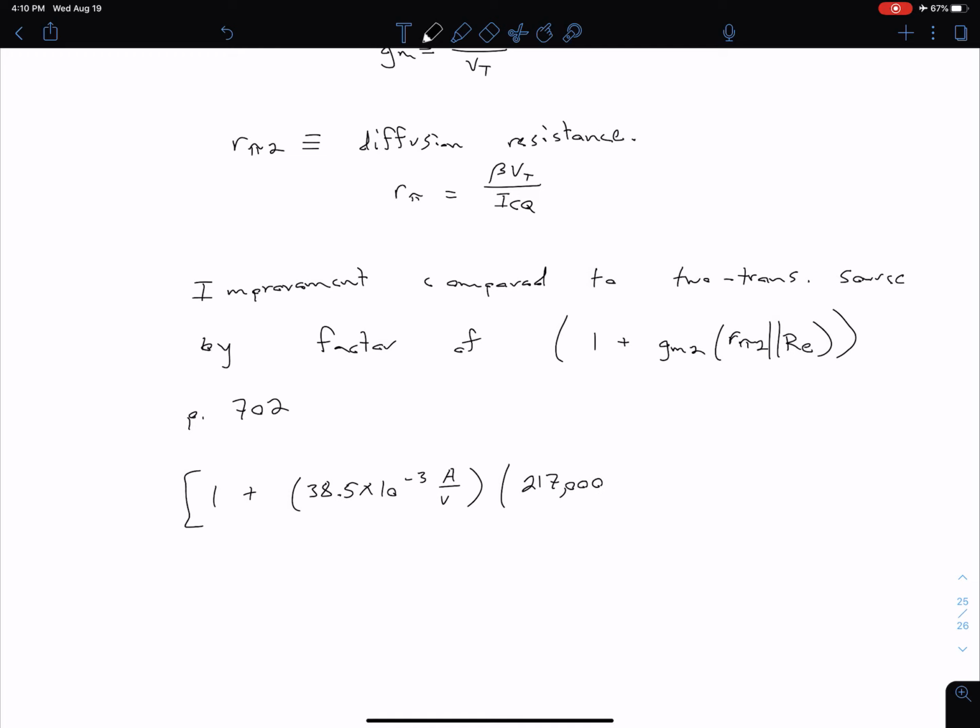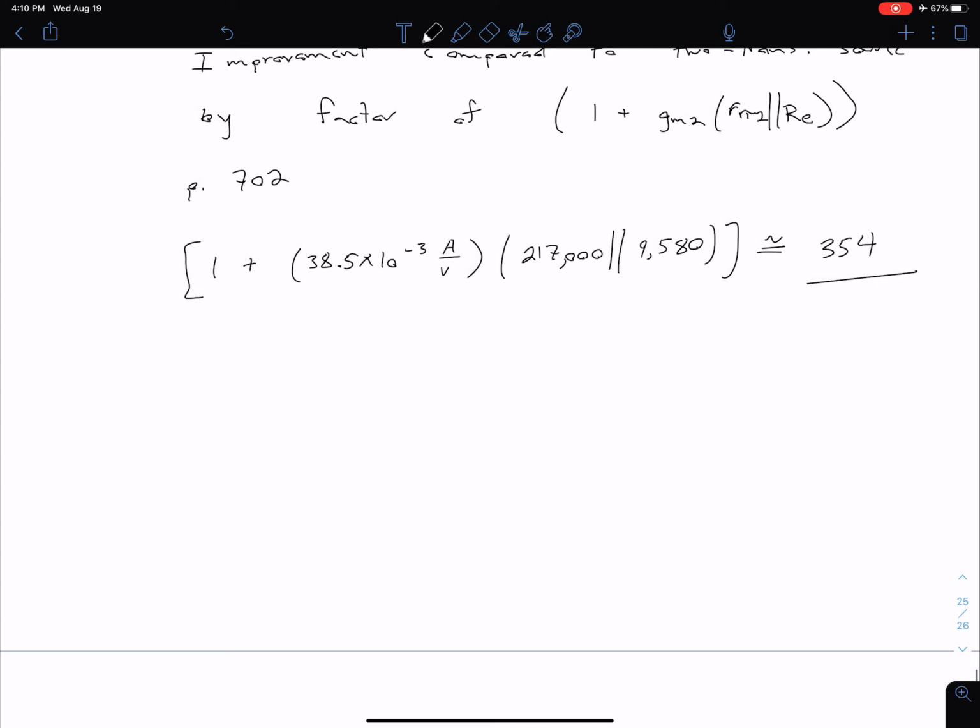I'm just going to write that as 217,000 ohms in parallel with our RE. Like we saw in our previous example, our RE is on the order of single digit k ohms, so maybe we can write this as 9,580 ohms or 9.58 k ohms. If we plug that in, we see that this is approximately 354. So our output resistance is improved by a factor of 354. That's a pretty substantial improvement in our output resistance.